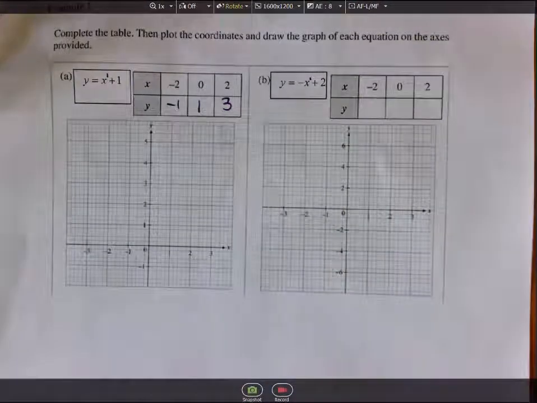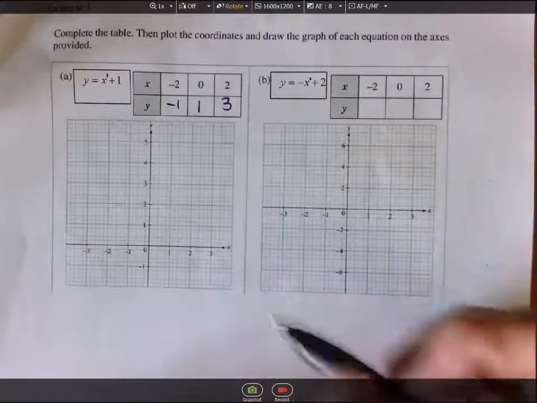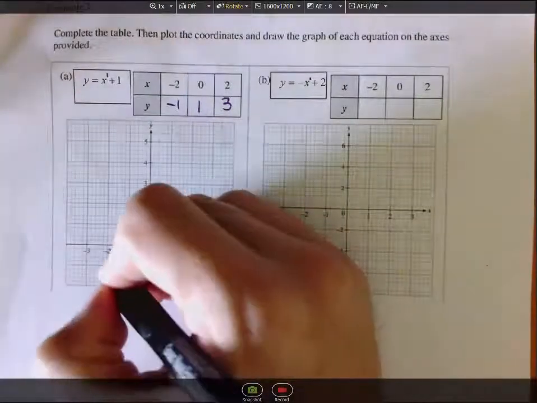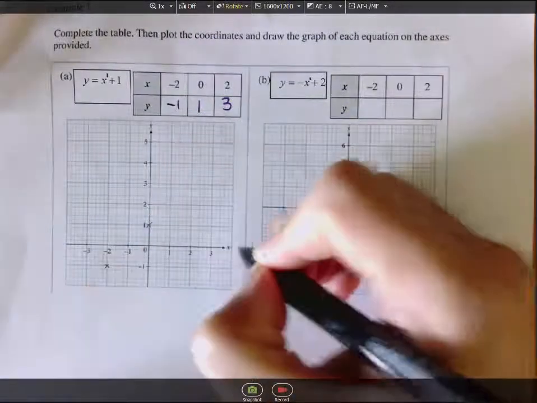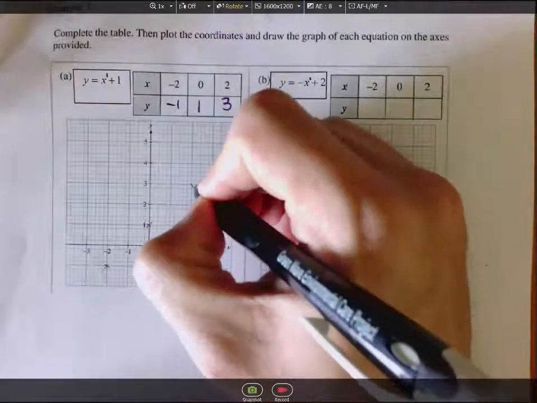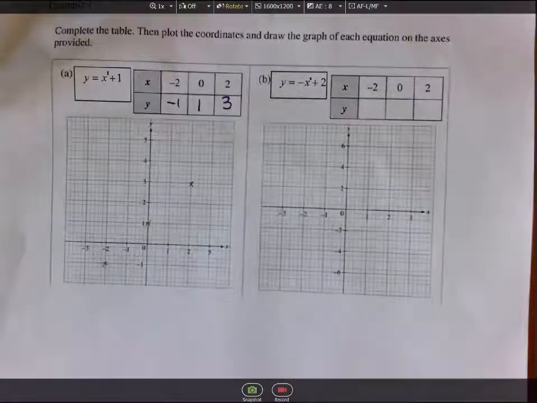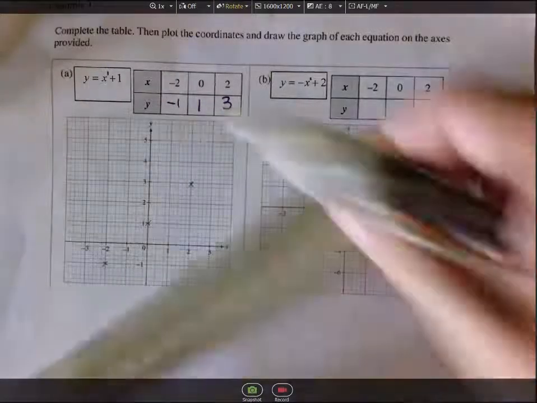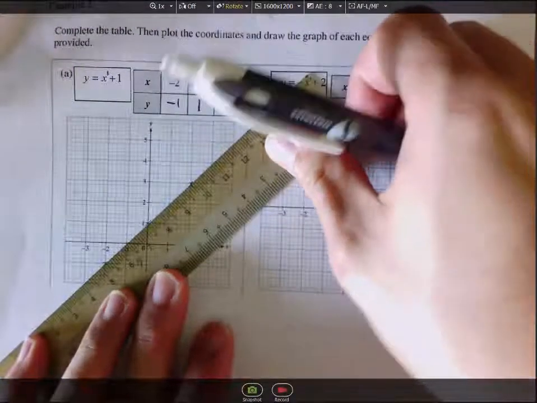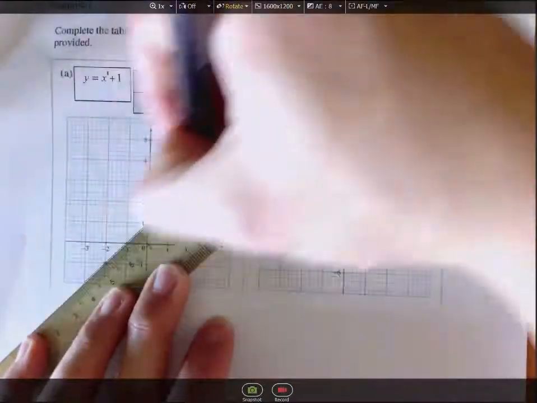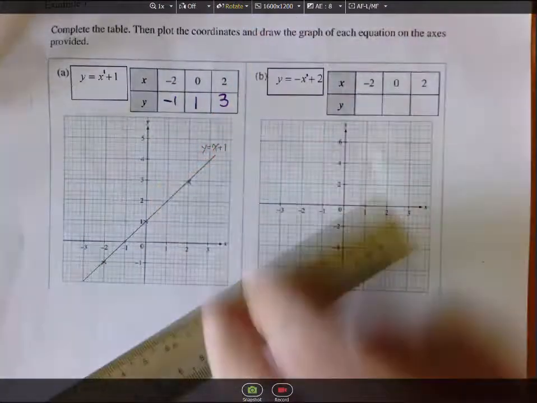Then what we do is we simply plot. For any kind of graphical work, please do it in pencil. So we have -2, -1 down here, x is 0, y is 1, x is 2, y is 3. Notice that we have 3 points, and if they are correct, they should all line up in a straight line. Then we join the straight line up, and we label y equals x plus 1.